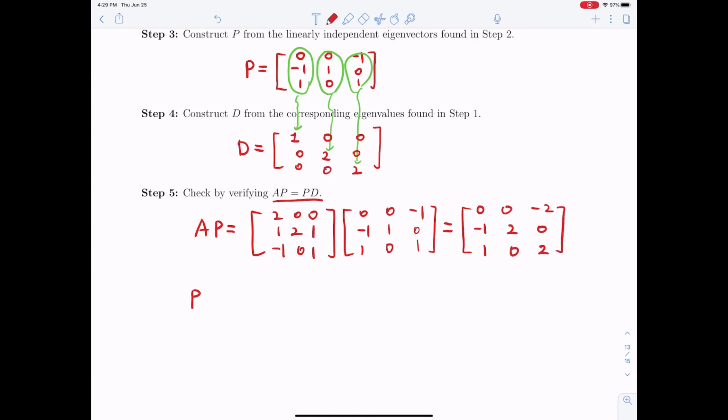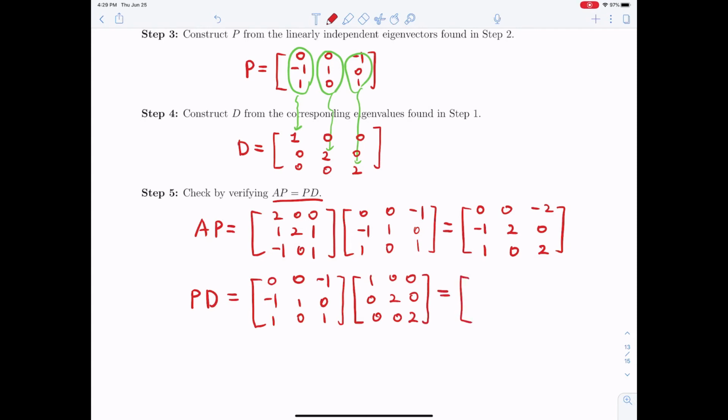On the other hand, P times D equals, so we have 0, negative 1, 1, 0, 1, 0, negative 1, 0, 1, times 1, 0, 0, 0, 2, 0, 0, 0, 2, and this equals 0, 0, negative 2, and negative 1, 2, and 0, and 1, 0, and 2. So we get AP equals PD.